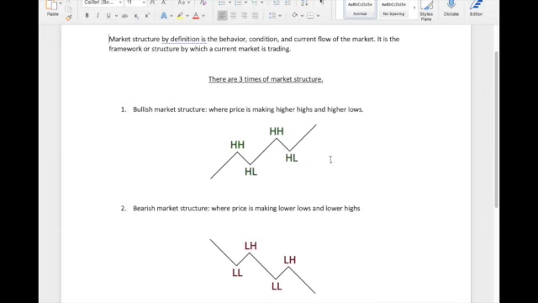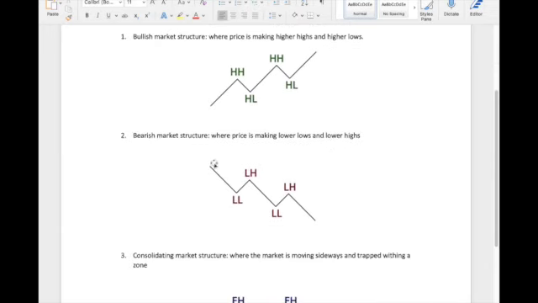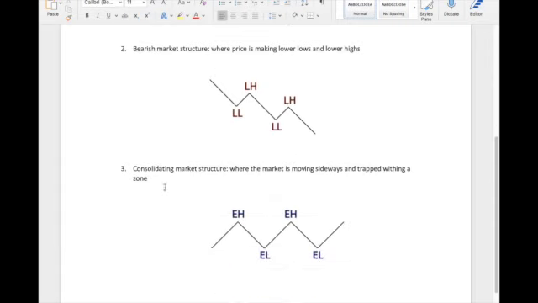The next structure is a bearish structure, which is the opposite. It is when price is making lower lows and lower highs. Through technical analysis, you can confirm that we are in a bearish market based off of the price action that you're seeing. And then last but not least, you have a consolidating market.